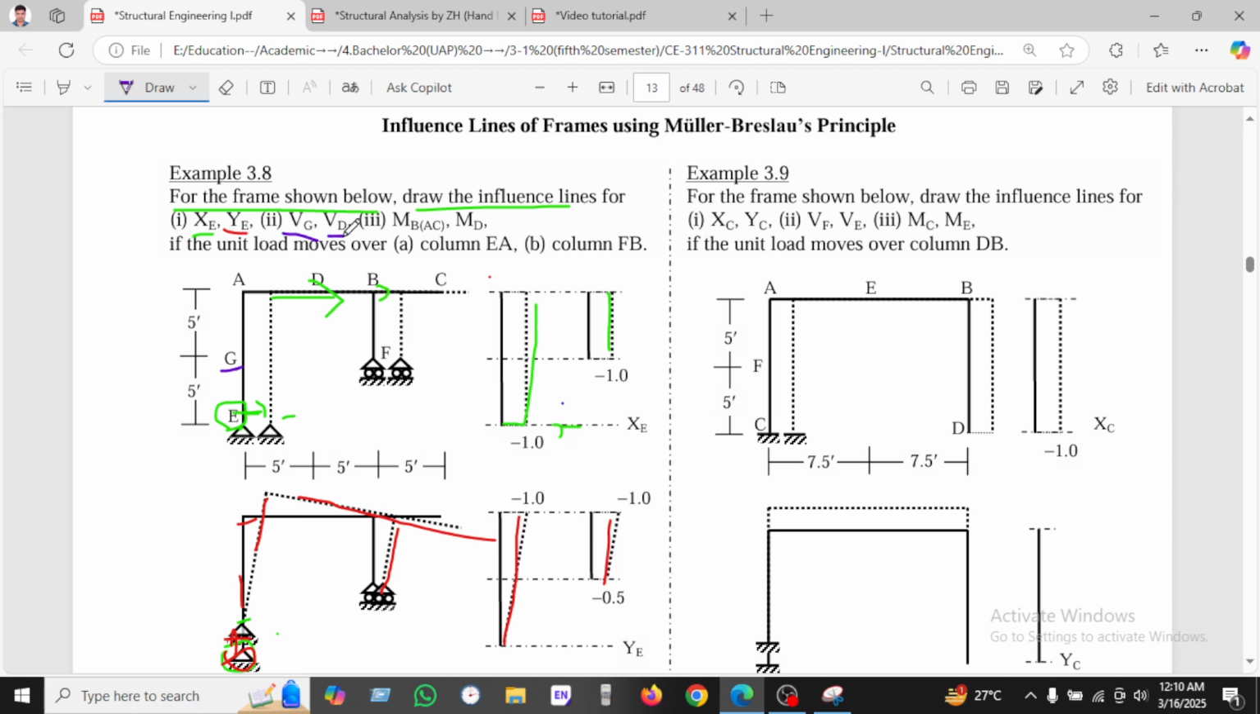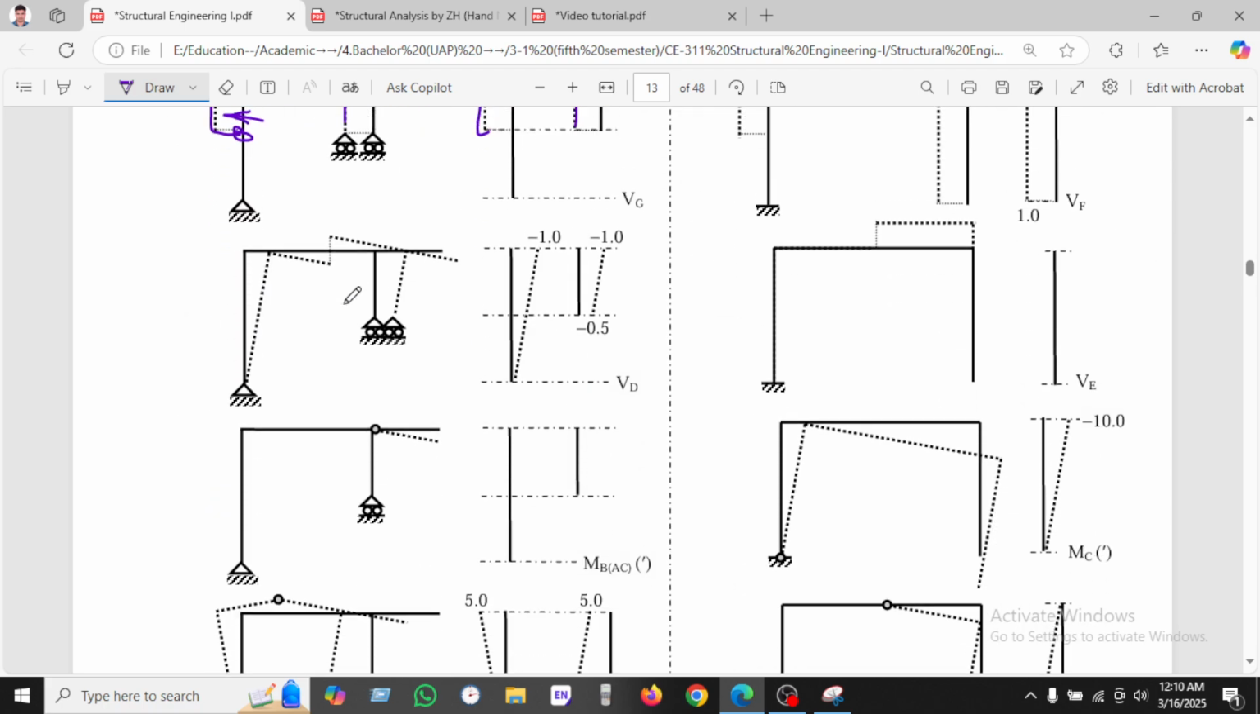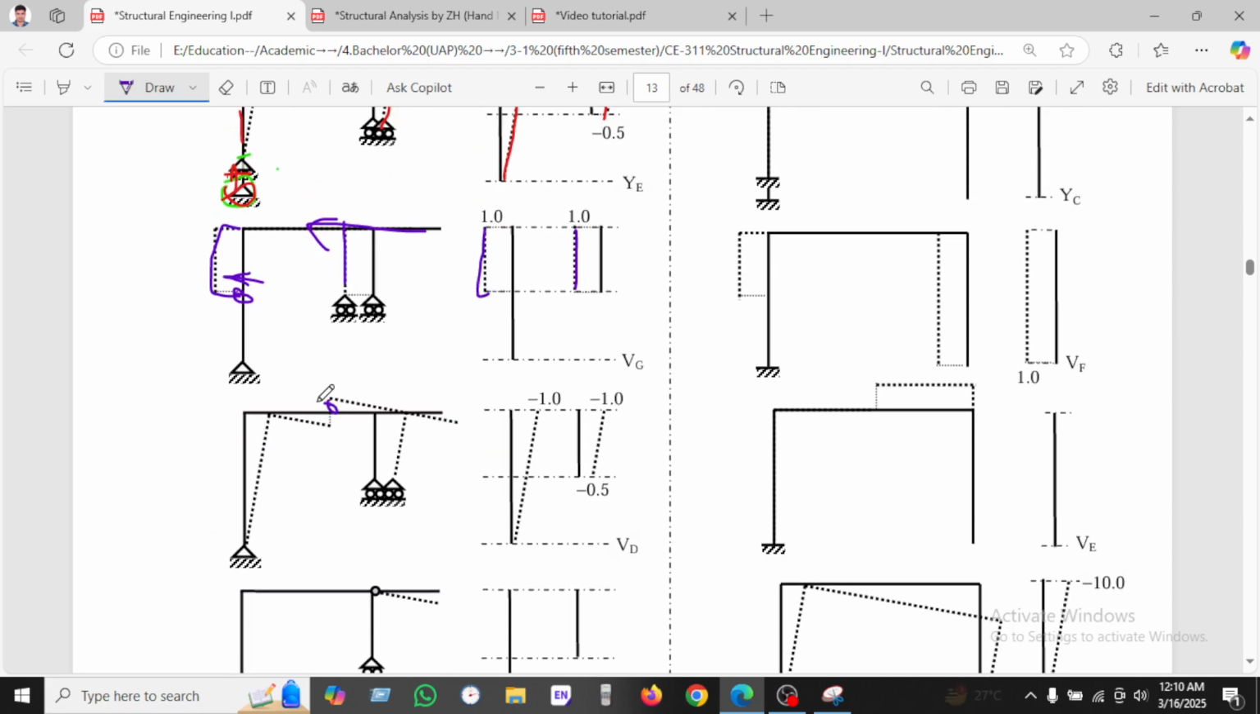And another one, we are taking the shear V, and the point is D. So now we are trying to cut at this point. Before, we cut the column, that's why we pushed in the left direction. Now we are cutting this section in the beam. So if we cut the beam here, then what will happen?